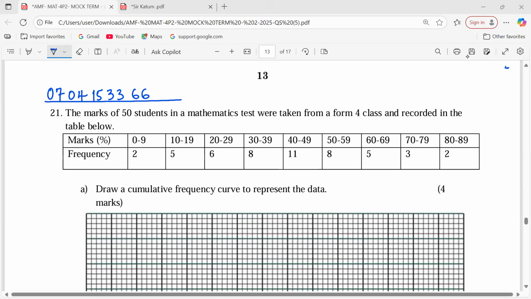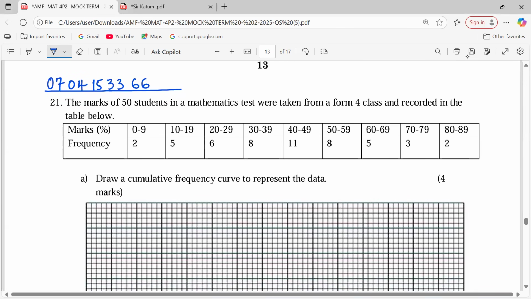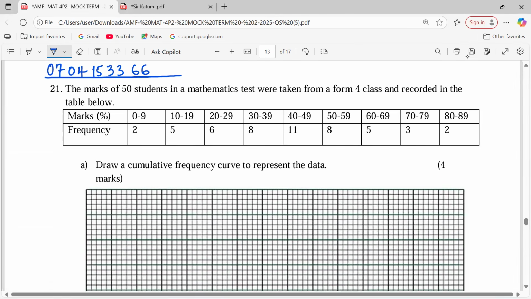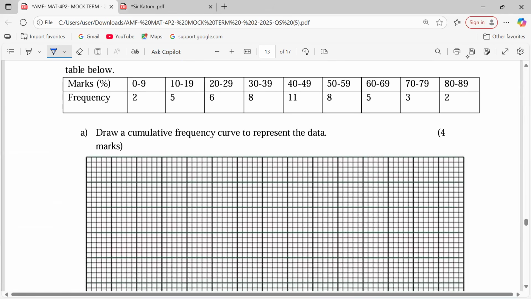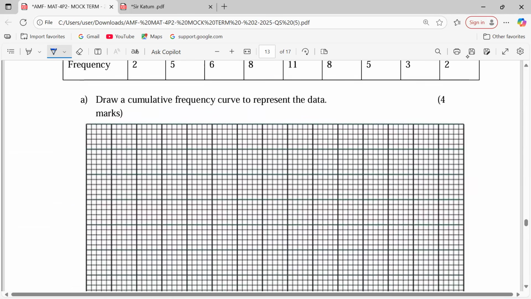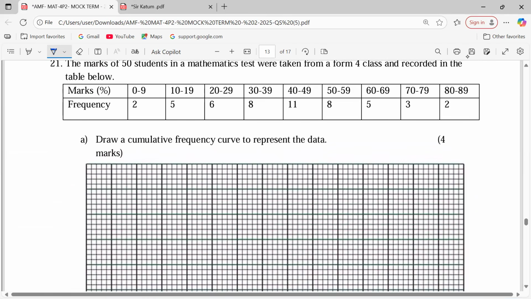The marks of 50 students in a mathematics test were taken from a Form 4 class and recorded in the table below. So you can see the marks as percentages in classes. Then now the frequencies listed there. Part A of this question: draw a cumulative frequency curve to represent the data. So a cumulative frequency curve is what we call an Ogive.